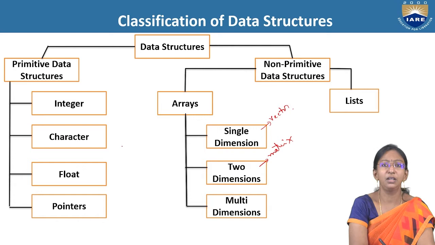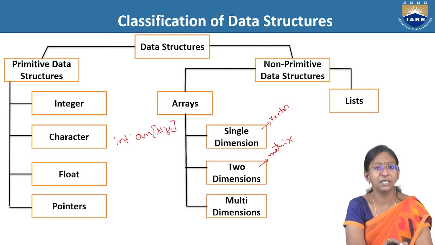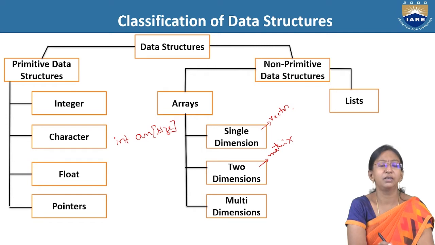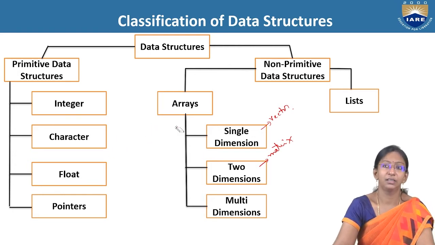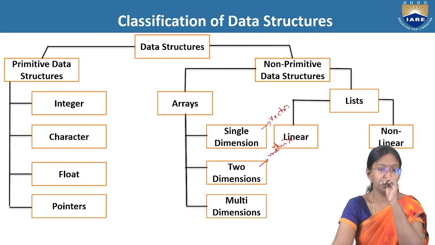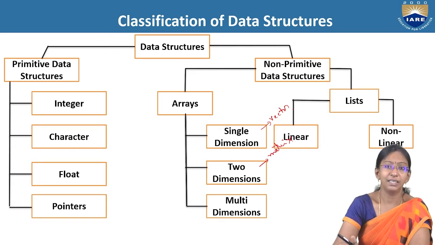If you take the help of C language, the declaration will be what type of array you are talking about, the name of the array, and the maximum size it is going to take, with the basic initialization or declaration of an array in C. Coming to lists, lists will be of two different categories. One is linear, the other is non-linear in nature.